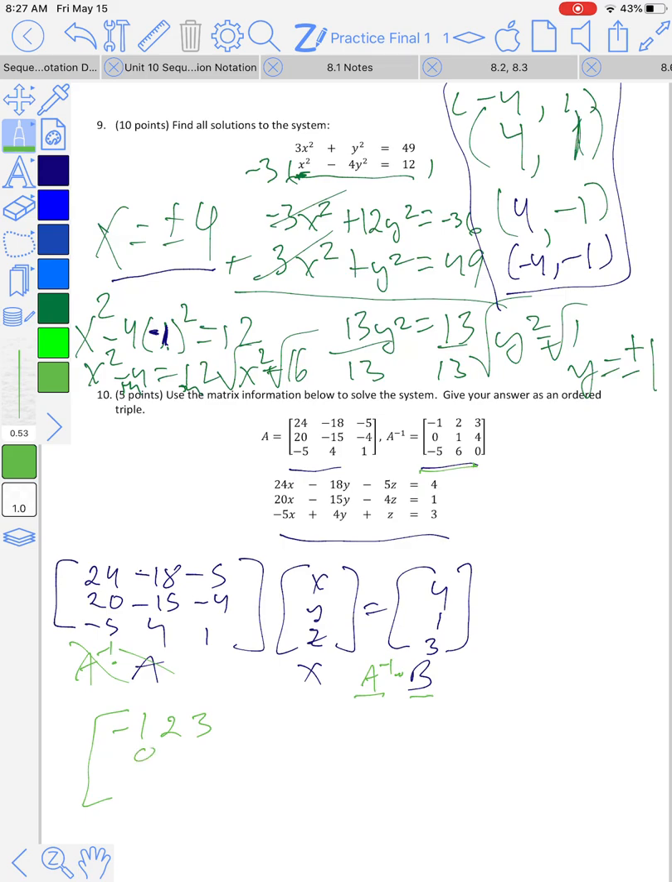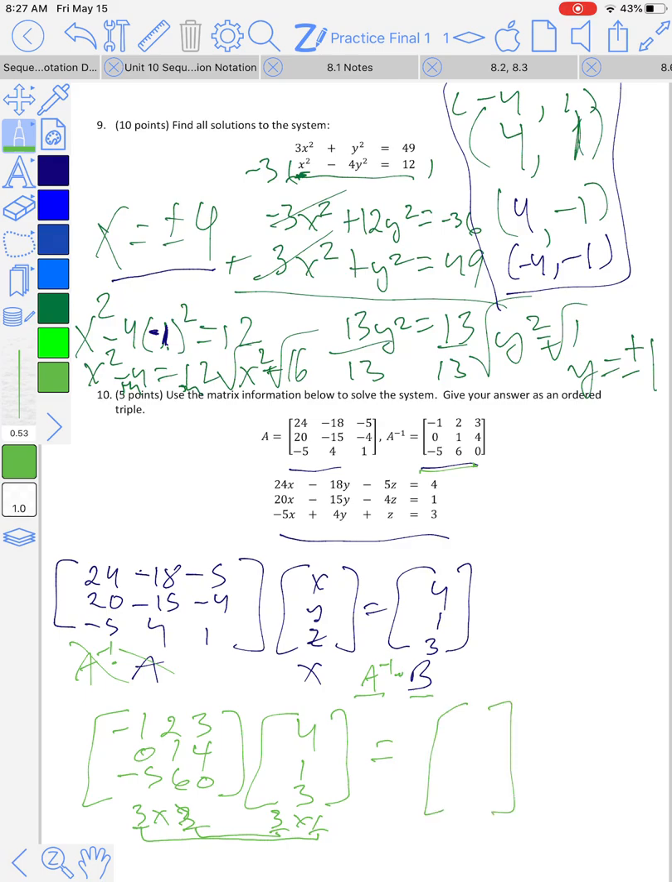-1, 2, 3, 0, 1, 4, -5, 6, 0. I actually have to multiply that by 4, 1, 3. And I have my answer. So this is a 3 by 3. This is a 3 by 1. So the middle inside terms match, so it can be multiplied. Outside is my new matrix, which is going to be a 3 by 1.